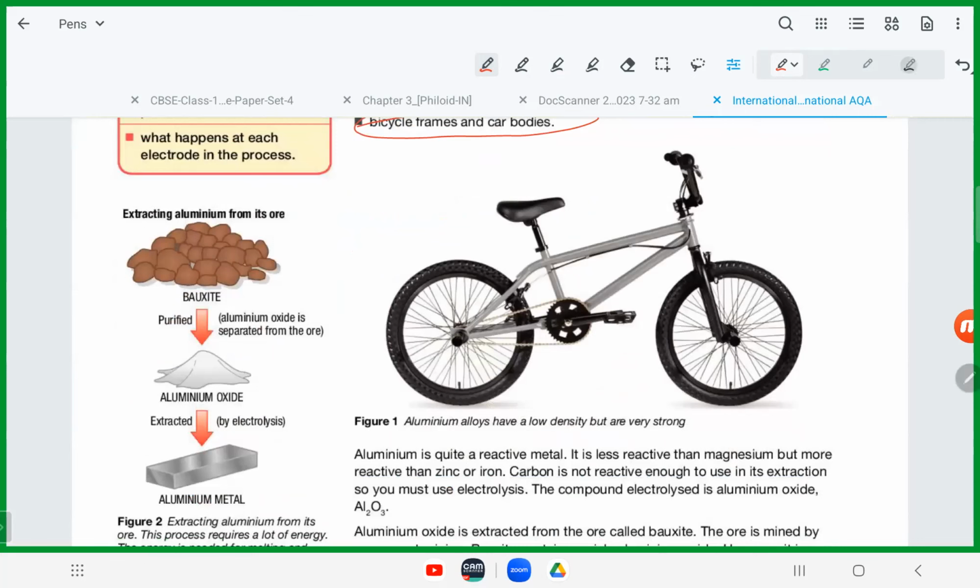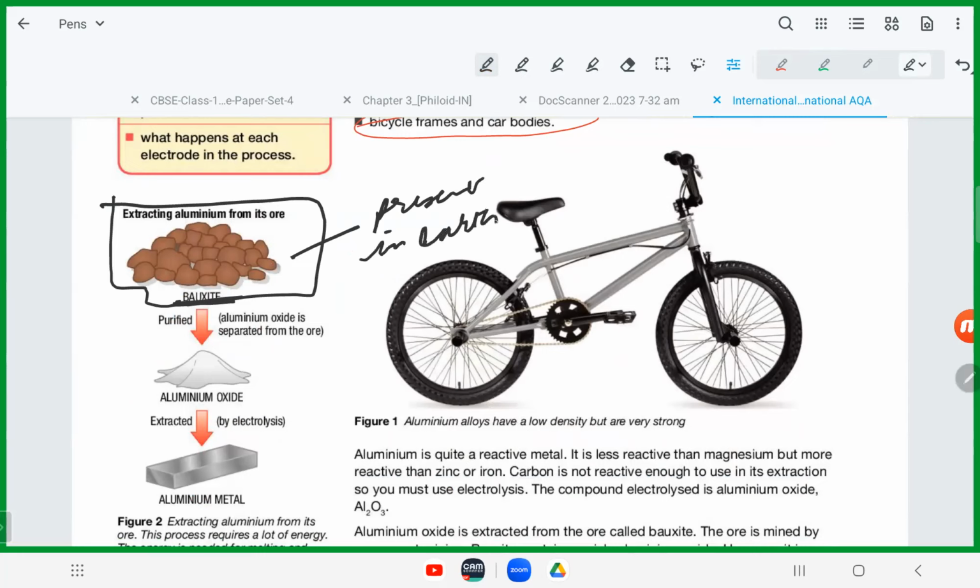You can see this is the ore, bauxite ore. This bauxite ore is present in the earth's crust.